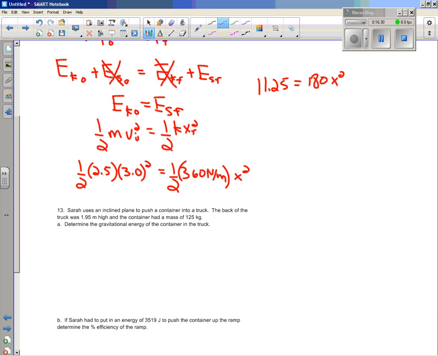It's going to give you a real small number, 0.0625 equals x squared. That's not the answer to the question. Just like before, we need a square root. And we get that x equals 0.25 meters. That's how much the spring compresses. Doesn't seem like much, but that's 25 centimeters, like a quarter of a meter stick. So that's a lot for a spring to compress, I think.